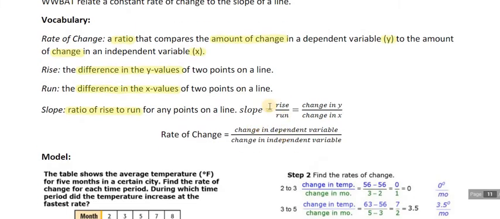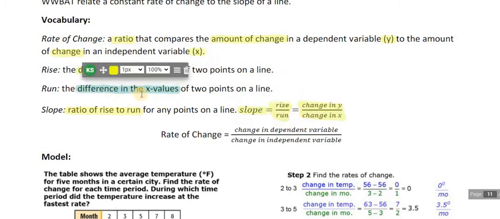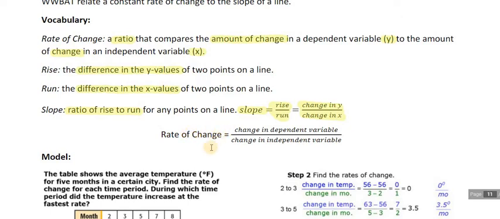So here's a nice comparison here. Slope is rise over run, which is equal to change in y over change in x, because rise refers to the difference in y's, run refers to the difference in x's. Okay, and rate of change is generally the same idea, refers more to real-life word problem type situations, but change in dependent variable, which would be y, over change in independent variable, which would be considered x. Okay, so rate of change and slope are often viewed interchangeably.